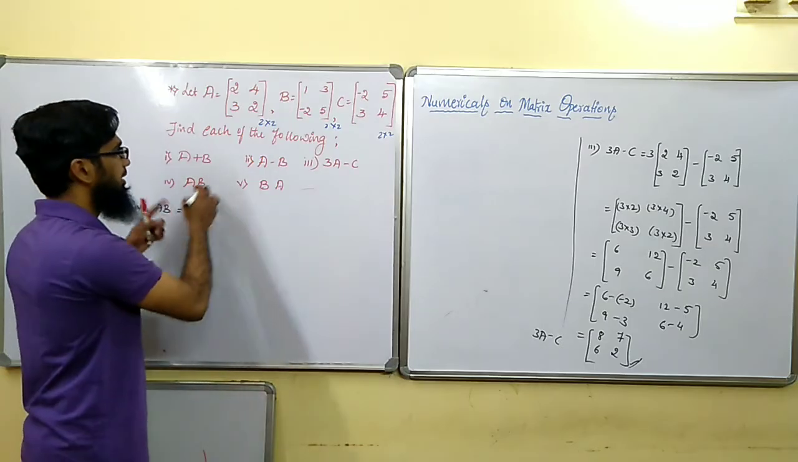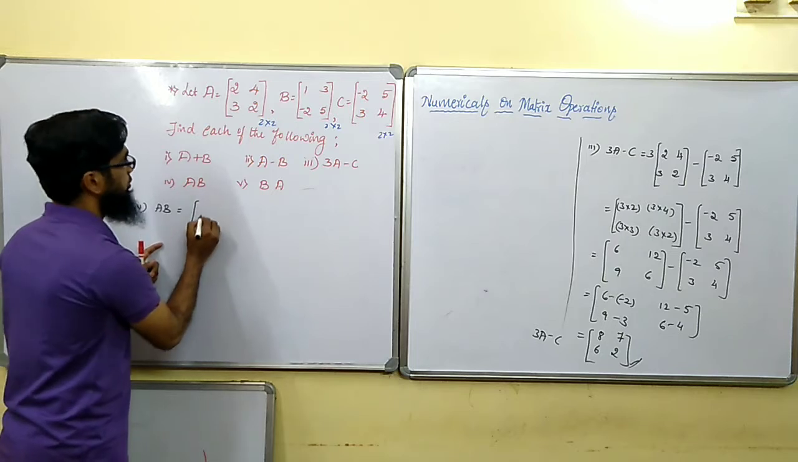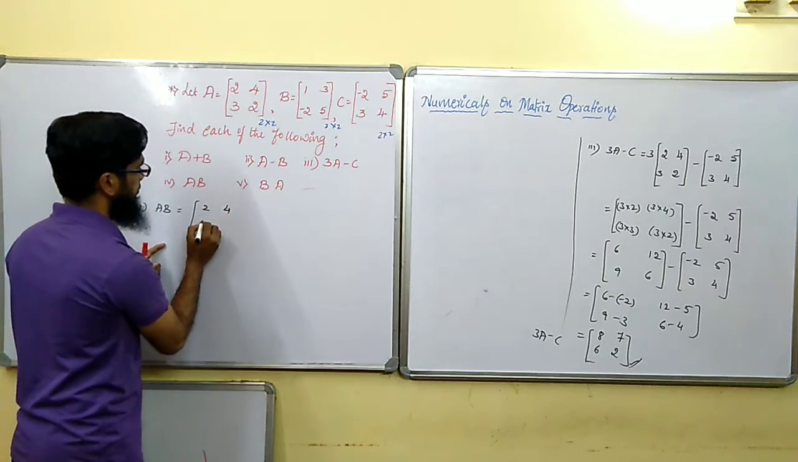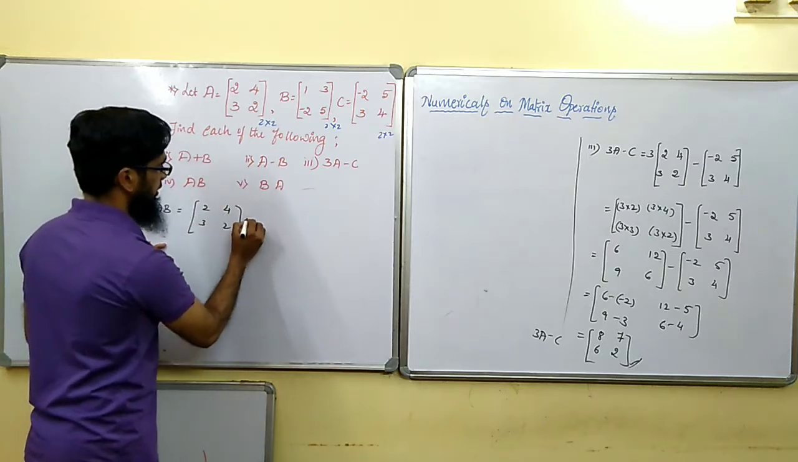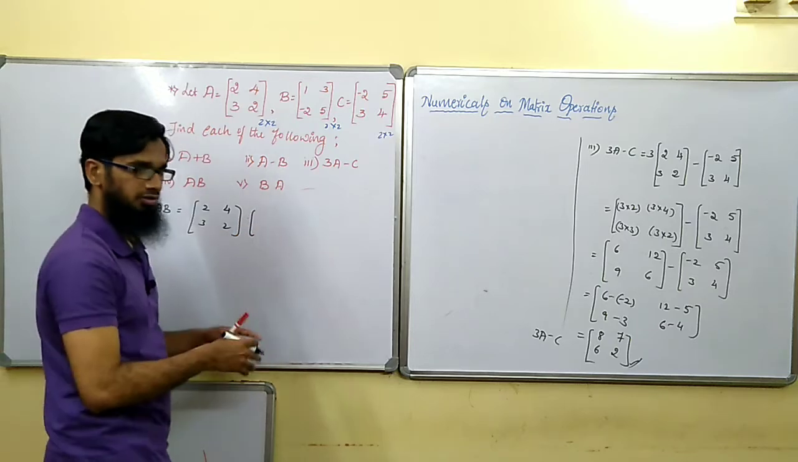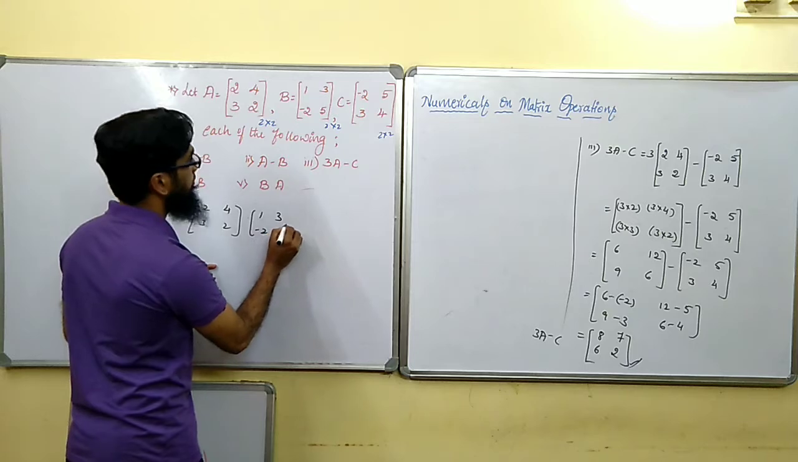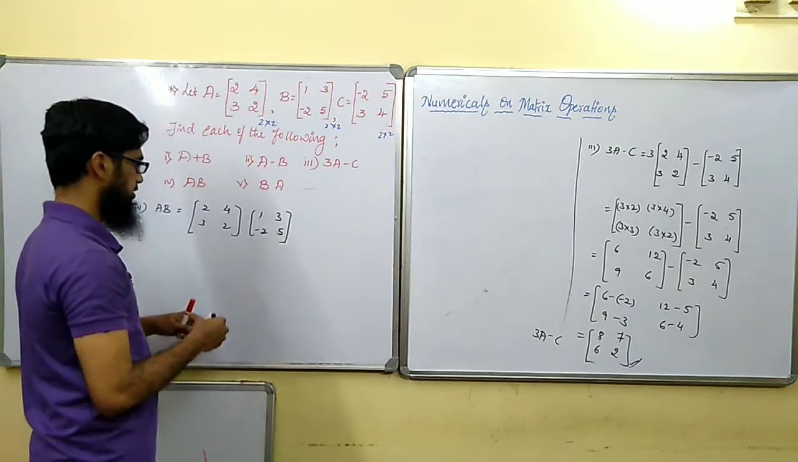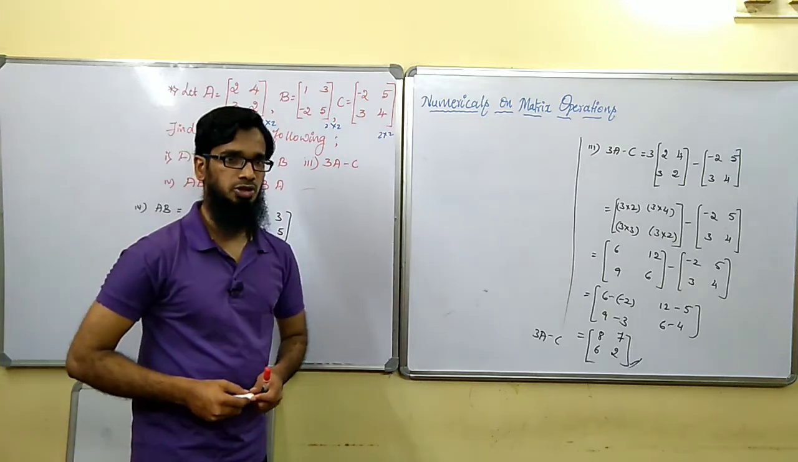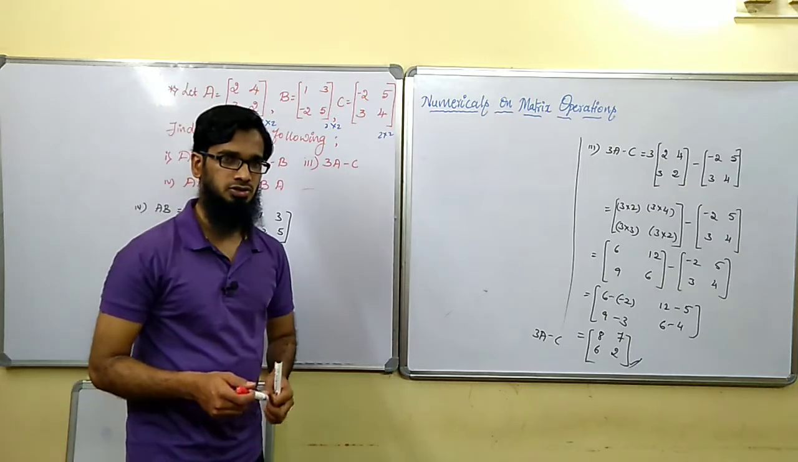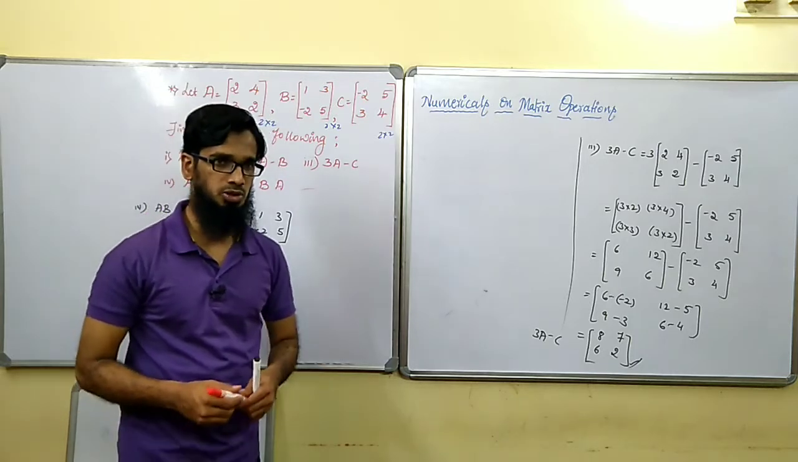Now I'll substitute the matrices here, that is A into B. So this becomes 2, 4, 3, 2. Again we have to multiply with the matrix B, which is 1, 3, -2 and 5. So this is matrix B. Now how are we doing the matrix multiplication? We have already done this.